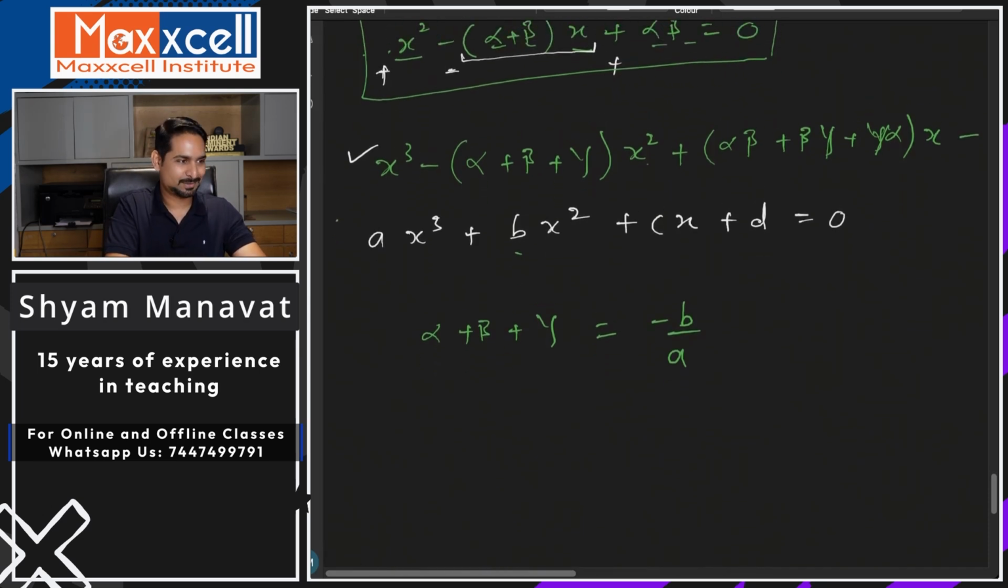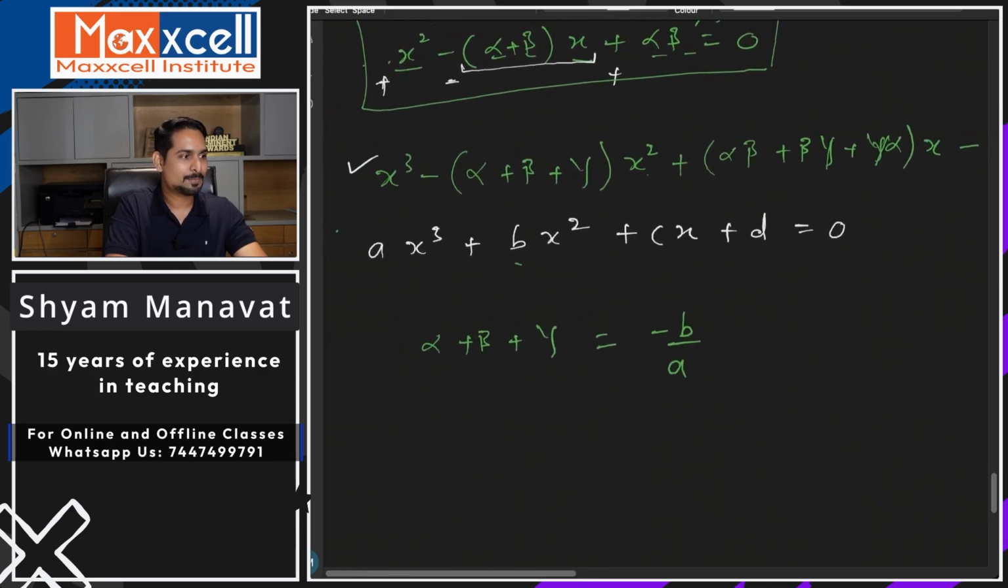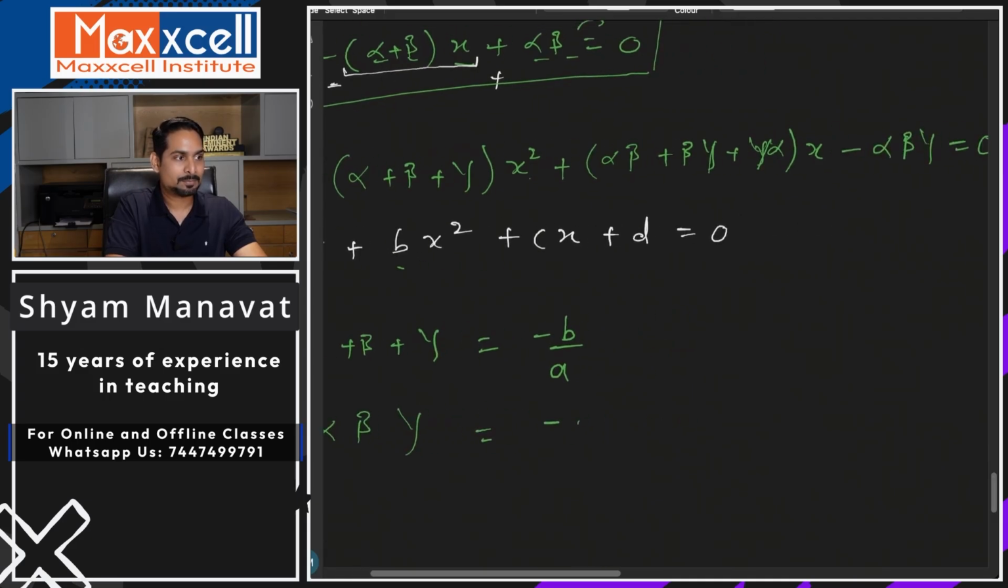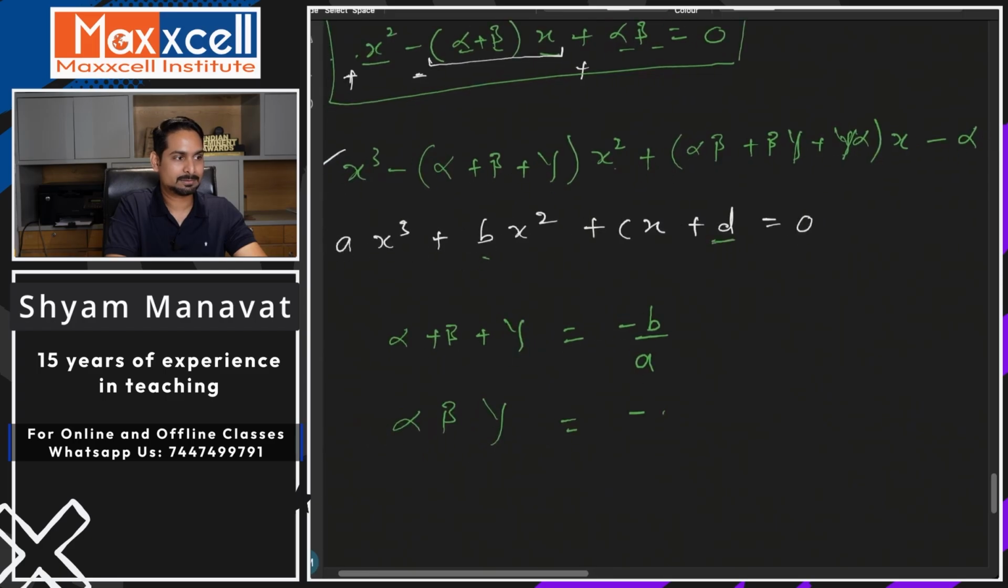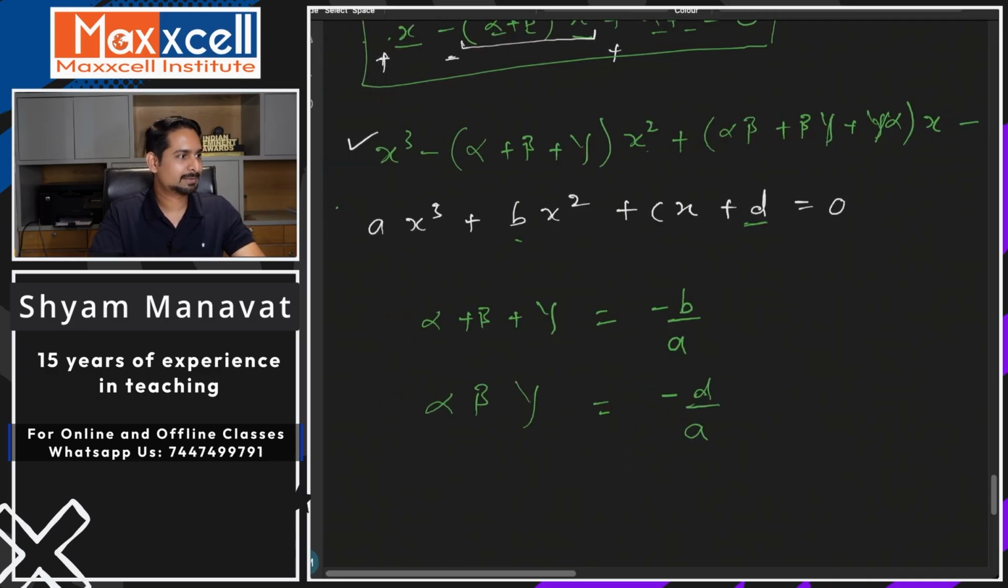Product of roots, yes, you are right. Product of roots here, alpha, beta, gamma, the constant term, and here constant is d. So alpha into beta into gamma, product of roots, that's equal to minus d. Here you got negative sign and here you got positive sign. That's why negative. Minus d upon a. Yes, you're right. Minus d upon a. Correct.